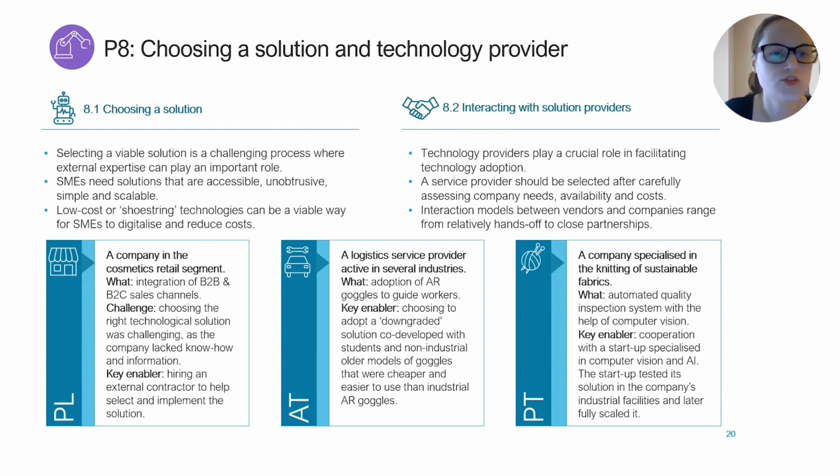And here we look into low cost or so-called shoestring technologies that can be viable as well. These include things like open source technologies, off-the-shelf solutions, and retrofitting of older machinery instead of buying new machinery. A good example is the one in the middle of this slide, a logistics service provider that adopted AR goggles to guide workers, but instead of using the industrial solution, which was expensive and relatively more complex to use, chose goggles that were developed for commercial use for regular consumers like all of us, because those were easier to implement as well as cheaper. So in a lot of cases, looking at a wider range of solutions that are not necessarily the state of the art, the most innovative, the most expensive, the most complex, can be very relevant for a lot of companies.